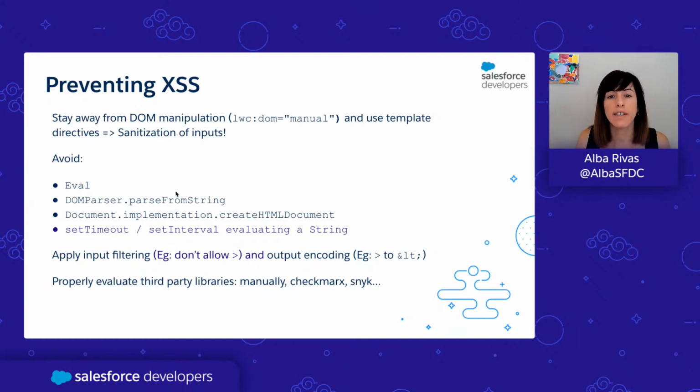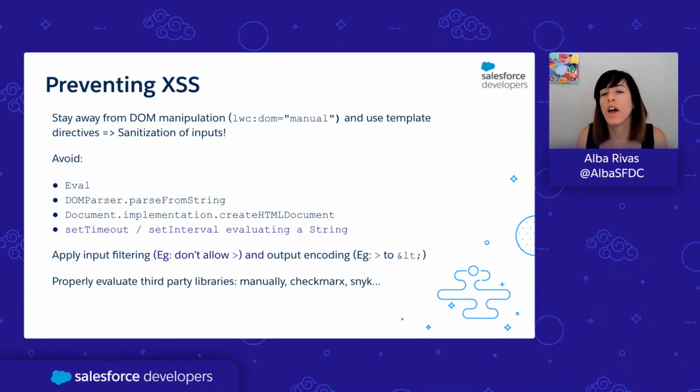Well, the first thing is that we recommend you to stay away from manual DOM manipulation. There is a directive called lwc:dom="manual" that we released because there are some cases in which you are using third-party libraries, right? And those third-party libraries need to modify the DOM manually outside of the Lightning Web Components lifecycle, okay? But if you have to use them, that's fine. But if you want to be completely safe against cross-site scripting, we recommend you to not use them.